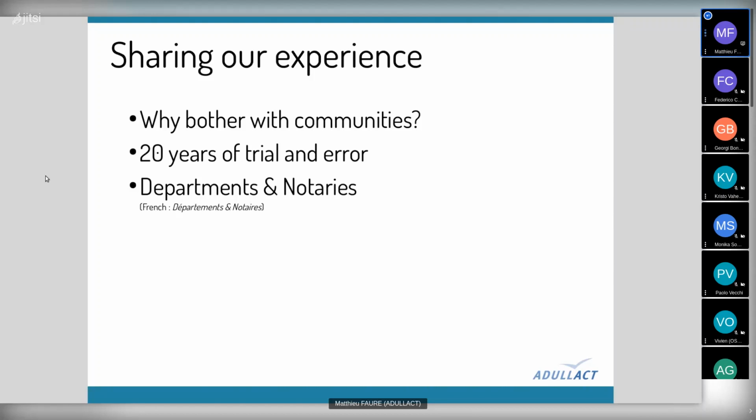So what we'll share here is our 20 years of trial and error, in fact. We had a lot of trials, you understand, a lot of errors, and here we'll present what has gone right. For that we will take the example of a dedicated software called Département and Notaries, that does the management of assets of deceased persons, in fact. So let's get in.